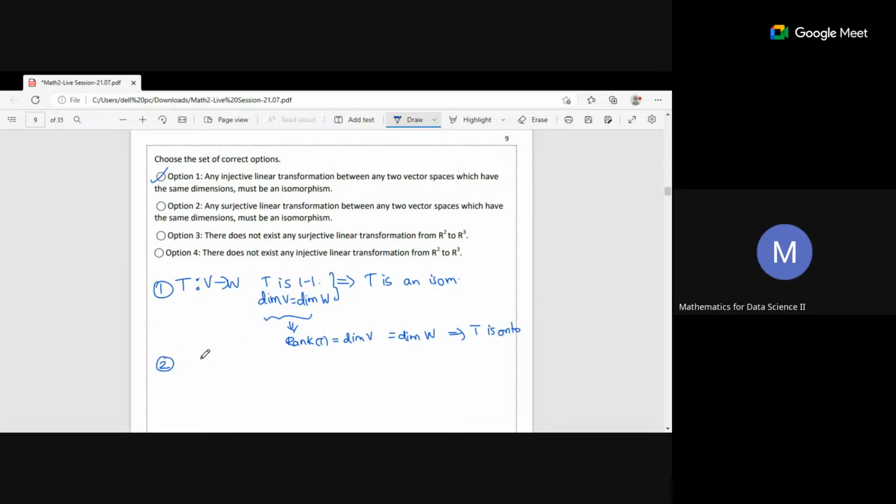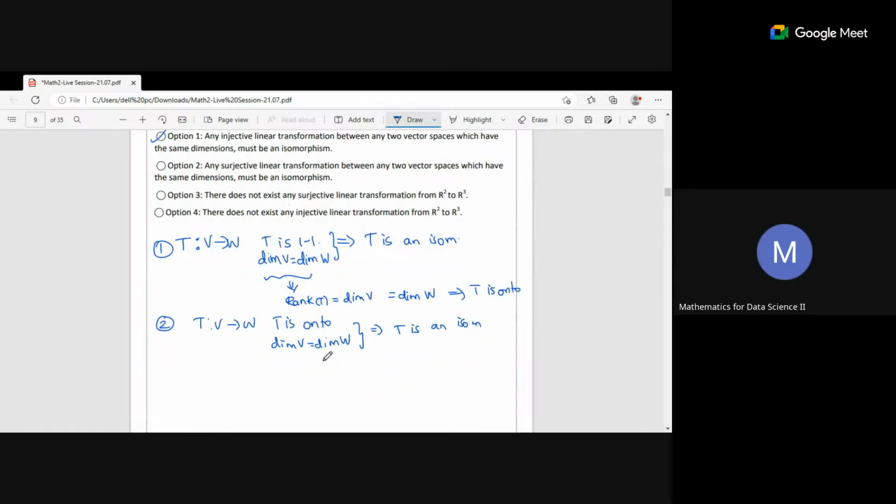So the same setting, you have T from V to W. You are given T is onto, and again dimension of V is equal to dimension of W. A similar reason will apply, so yes, it will be true as well. Because you know that rank of T is equal to dimension of W, and it is equal to dimension of V. This implies nullity is 0. Nullity 0 means T is 1-to-1. So 1-to-1 and onto together gives isomorphism. Is this clear for everyone?